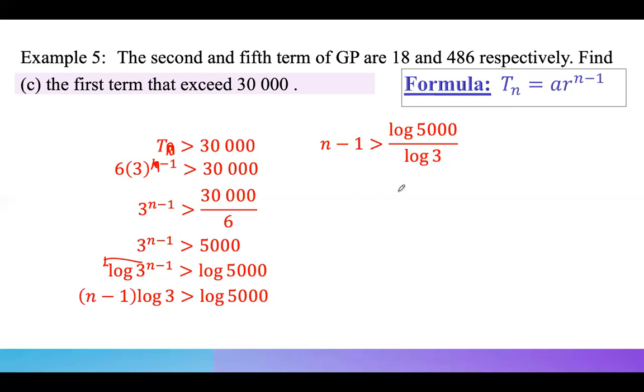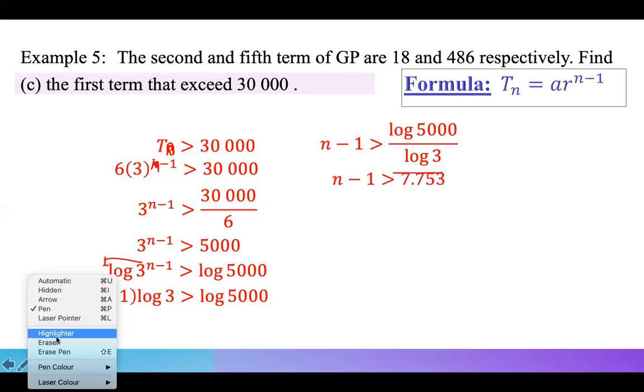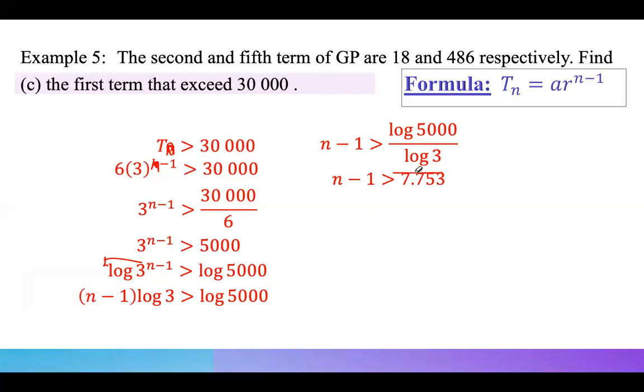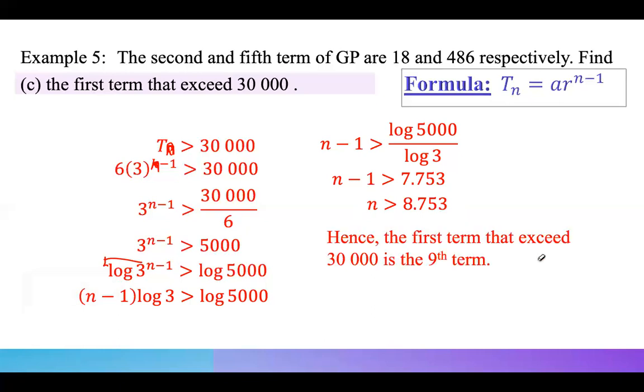So you use your calculator for this part. So you should get 7.753. Okay, 7.753. So n is bigger than 8.753. So what is the term? Term usually is a round number or integer. So n bigger than 8.753, therefore n should be the 9th term, right? So this is quite challenging, right?